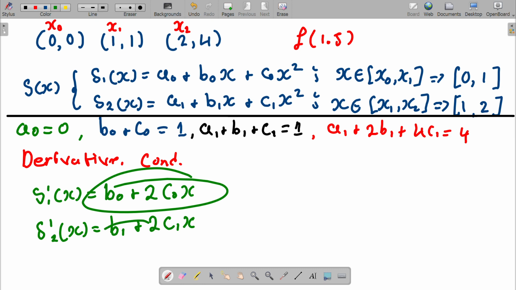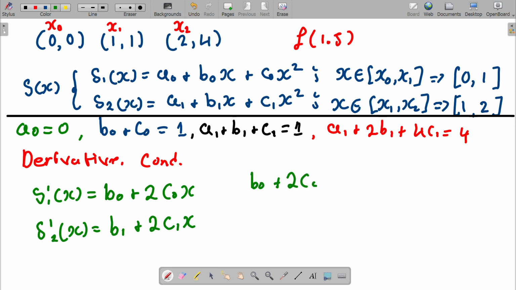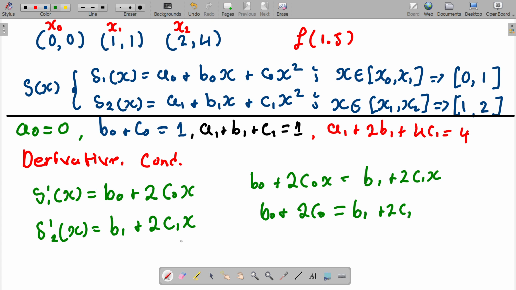So you just have to equate this one with this one, ensuring that your x is equal to the interior condition there. That is our x there. So you have your b naught plus your 2 c naught x is equal to b sub 1 plus 2c sub 1 of x. And remember, your x is equal to what? The interior condition, which is this one here. So you can say b naught plus, it will actually be 2c naught, is equal to b sub 1 plus 2c sub 1. That's another equation that you have.